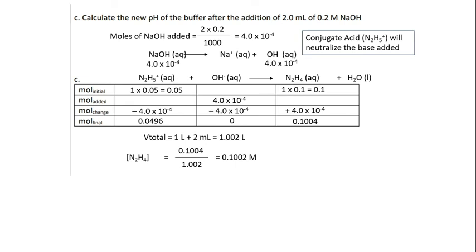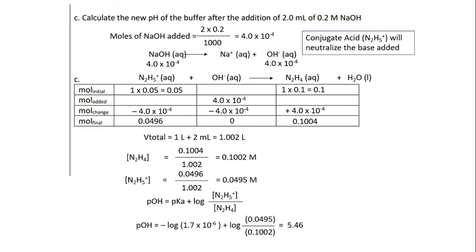Calculate the final concentration of N2H4, which will be 0.1002 molar. Concentration of N2H5 plus is 0.0495 molar, and by using the Henderson-Hasselbalch equation, we will get the pOH is 5.46 and pH 8.54. Okay, now it's your turn, student, to complete the exercise in the handout. Thank you.